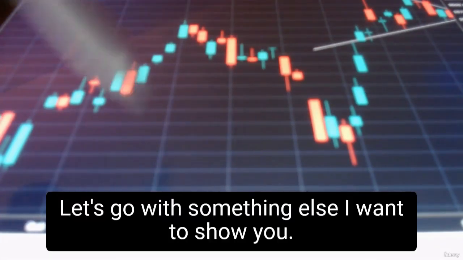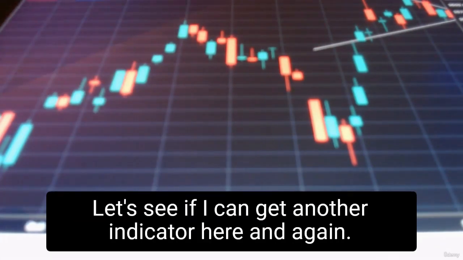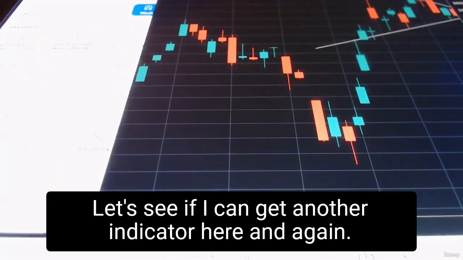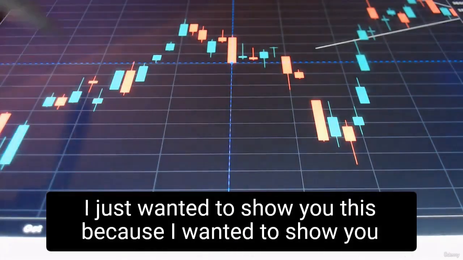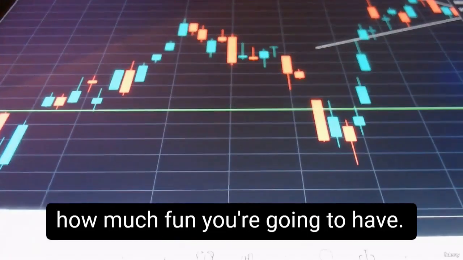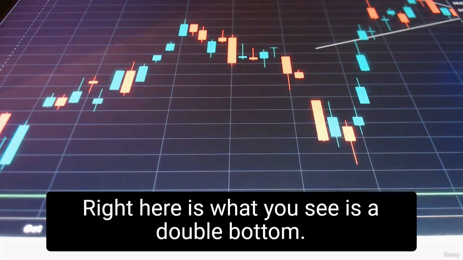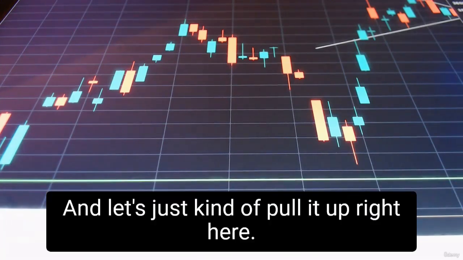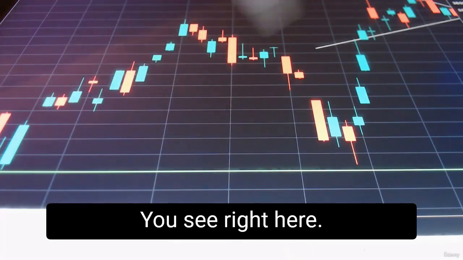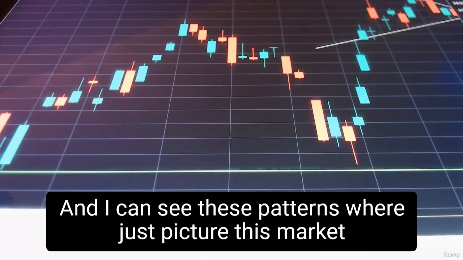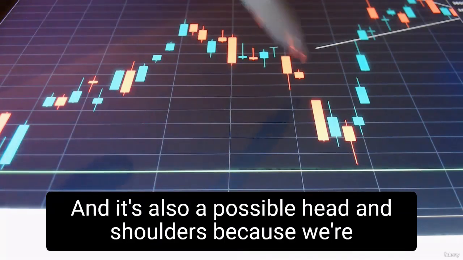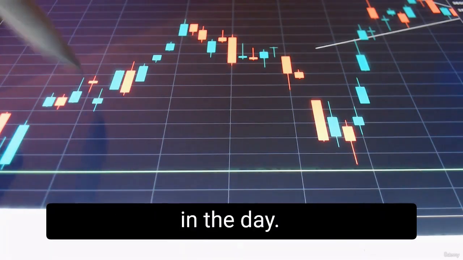Let's go with something else I want to show you. Let's see if I can get another indicator here. And again, this is advanced. I just wanted to show you how much fun you're going to have. Right here what you see is a double bottom. Let's pull it up right here. I can see these patterns where you just picture this market coming all the way up here. And it's also a possible head and shoulders because we're in the day.